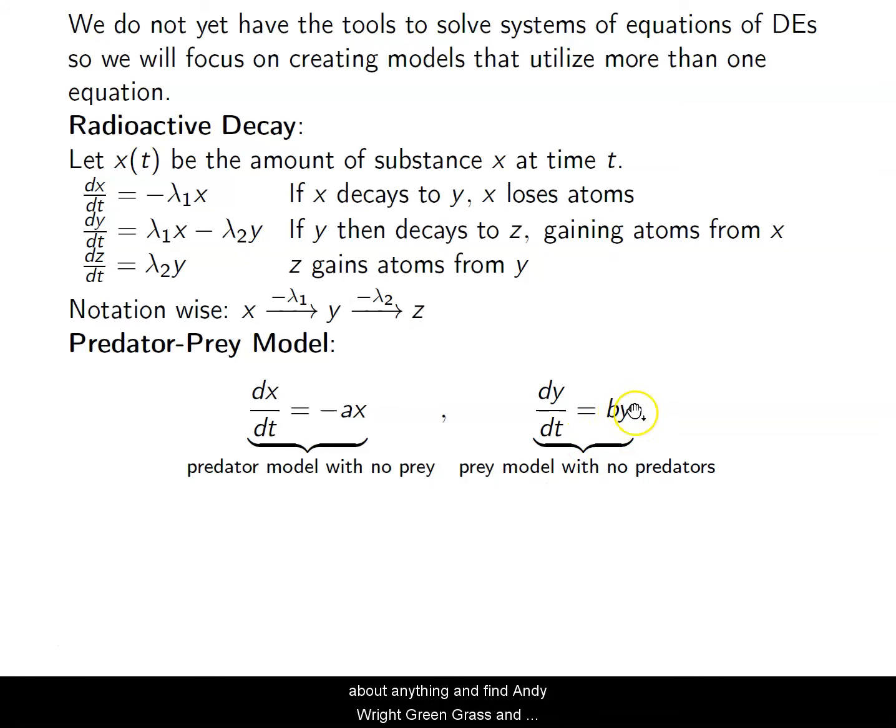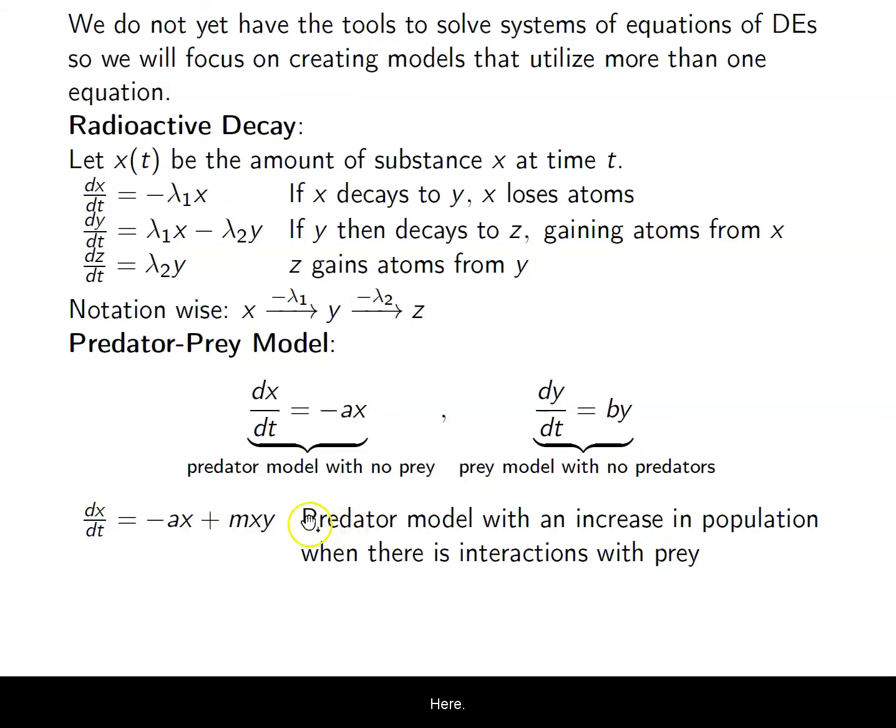Green grass and sunshine and rainbows, right? There's nothing for them to worry about. Their population is just going to grow, right? Ideally to some sort of carrying capacity, right? Here, this is the equation that we're going to have when my predators and my prey interact, right?